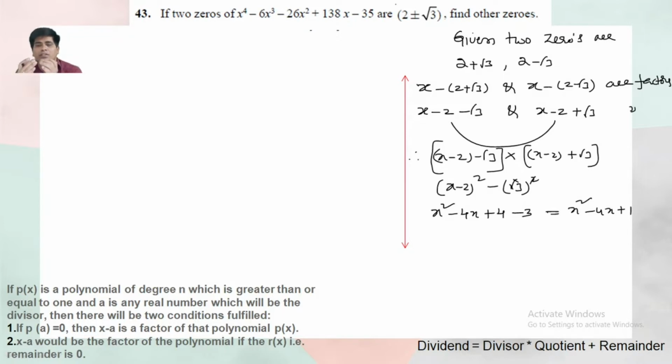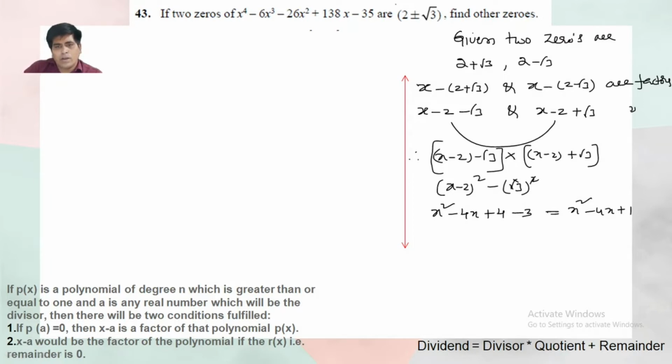So based on these 2 zeros, I got one more quadratic polynomial. This is also a factor of that biquadratic polynomial. So when this is a factor, we will divide the biquadratic polynomial by this quadratic polynomial. We will get the quotient as a quadratic polynomial. If you factorize that quadratic polynomial, we'll get the other 2 zeros. That is the logic we are applying here. So we'll divide by the long division method.